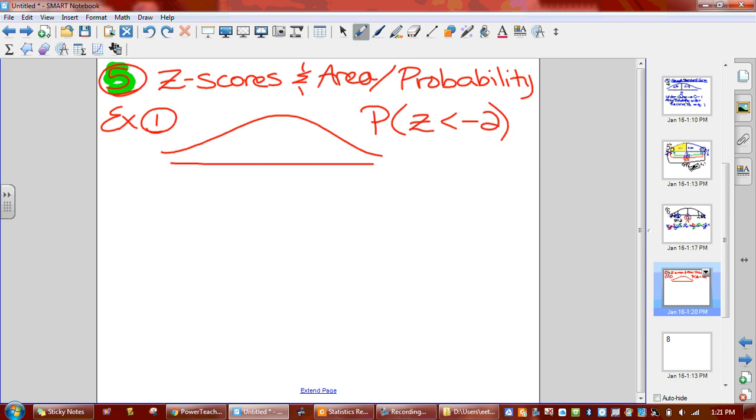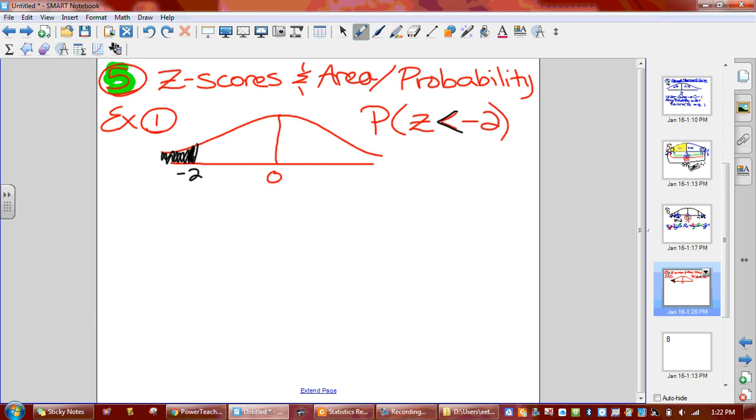Well, we sketch. We know our zero is in the middle. Our negative 2, we're going to locate negative 2 on the edge. Now, it wants less than negative 2. So which way am I shading? The left of it or the right of it? The left, the way this points. So I'm going to be shading all of this. Okay? So now I need to find out how much information is there. And the calculator is going to tell us.